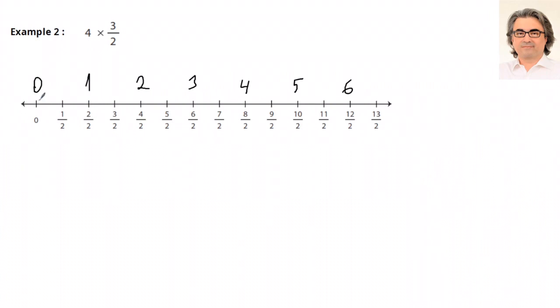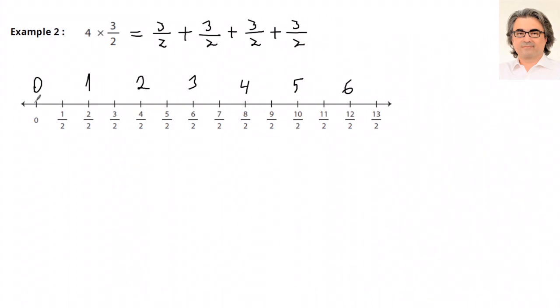And each interval is divided into two equal parts. Between 0 and 1, for example, 1, 2. Between 1 and 2, 1, 2. And between 2 and 3, 1, 2, and so on. What is the meaning of 4 times 3 over 2? It means I should make an addition operation like this: 3 over 2 plus 3 over 2 plus 3 over 2 plus 3 over 2. I should write 4 times. So I should make in this addition operation 4 movements, and each movement should have 3 over 2 units.